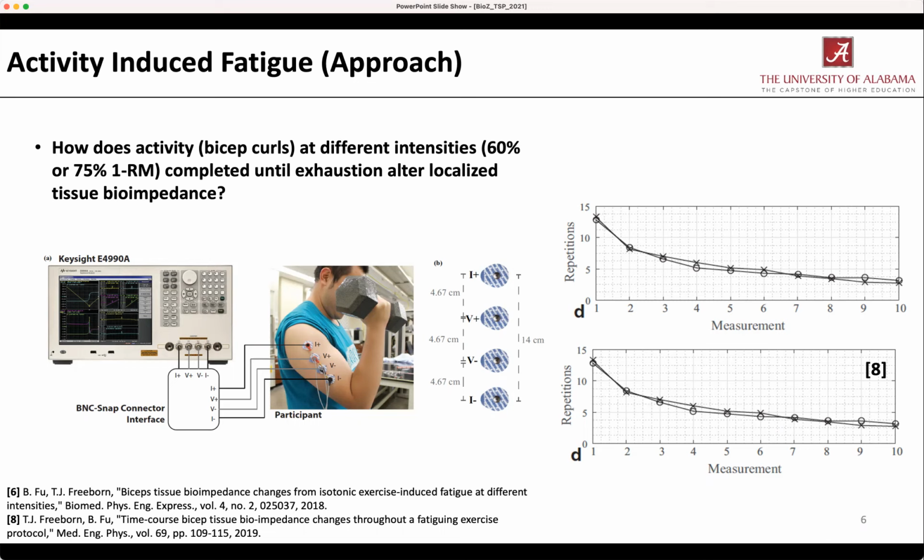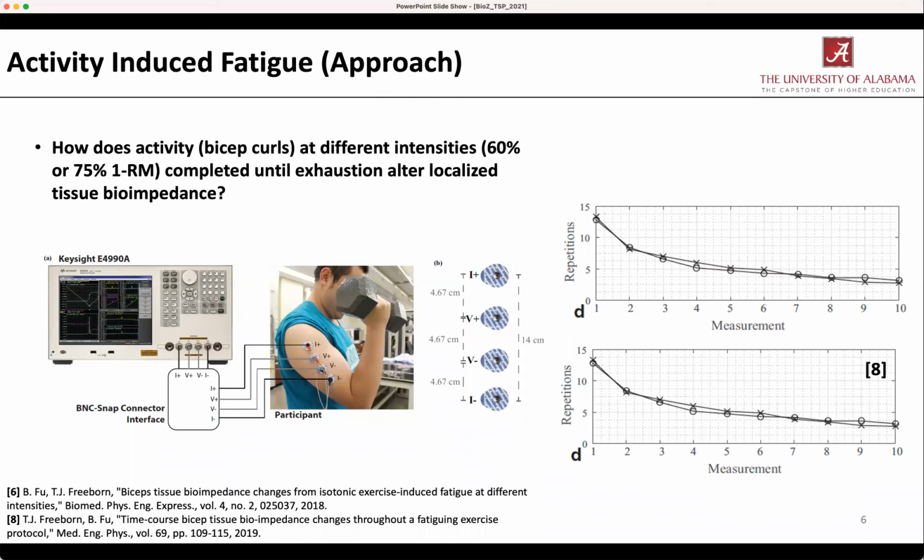So let's break down some of those pieces. I have these words, 60% and 75% 1 RM. That is your 1 repetition maximum. So that is an assessment of each individual for a weight that they could curl once successfully. So it's kind of normalizing across different participants.